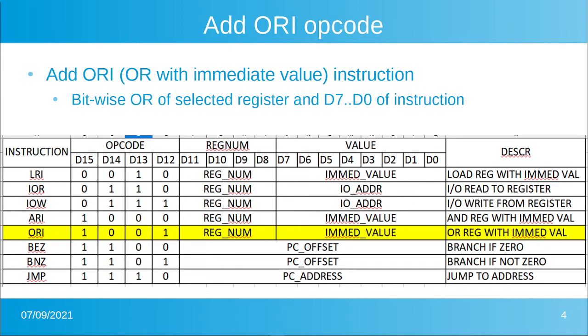The OR immediate opcode, or instruction, was added immediately after the AND register immediate instruction. It has an opcode bit field of 9 in hex, and the next bits, just like the AND register immediate, are the 4-bit register number followed by an 8-bit immediate value.